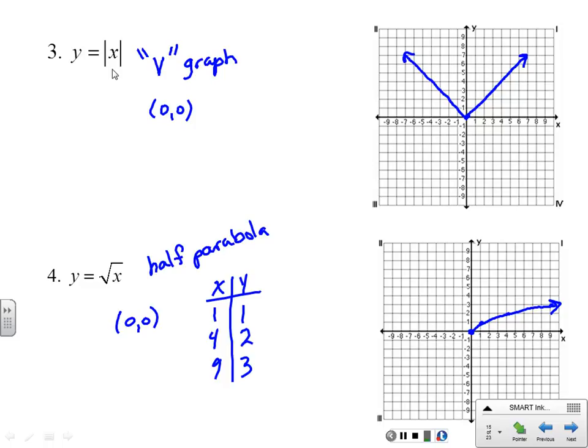So those are your 4 basic curves that I want you to know. I want you to know the parabola. If you see an x squared term, it's going to be a parabola. I want you to know the S curve, third degree polynomial. I want you to know your V curve, absolute value, and I want you to know your half parabola, which is going to be your square root, your radical.